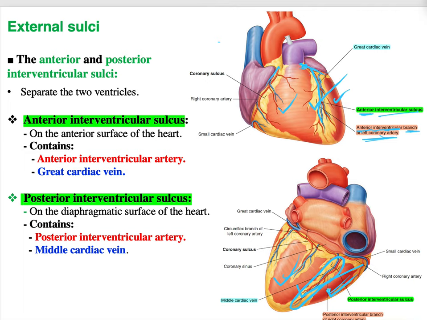On the other hand, if you look at the diaphragmatic surface, you would see not the anterior interventricular, it's also a sulcus between the two ventricles, the left and right, but from the back, so it's known as the posterior interventricular sulcus, that has also an artery that takes the same name, the posterior interventricular branch, not the anterior interventricular branch, no, the posterior interventricular branch, plus the middle cardiac vein, this small vein.